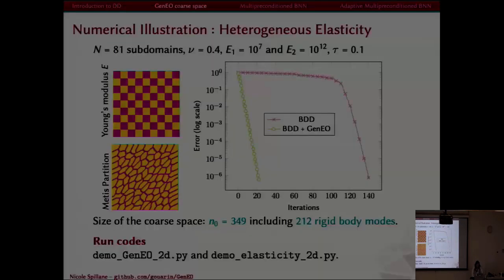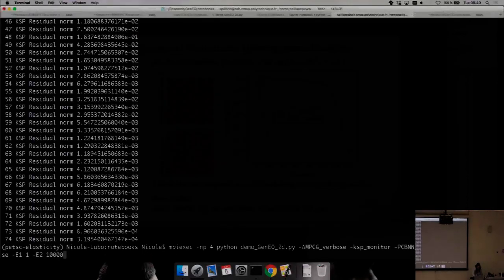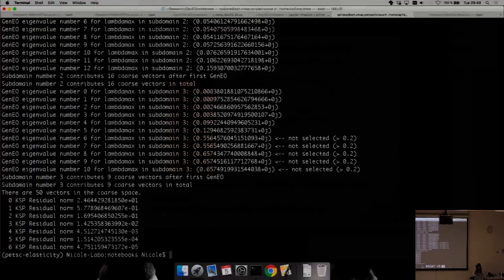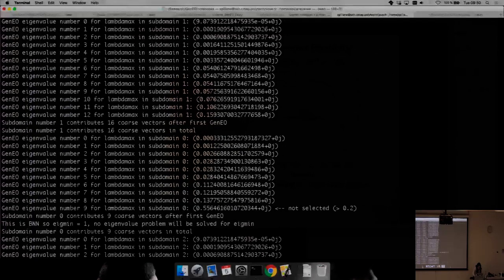Okay, so now I can run my example. So I can run it here. This is the heterogeneous problem I had earlier, and if I turn GenEO on, so turn it on true, then I get very fast convergence. Okay, just 5 iterations.